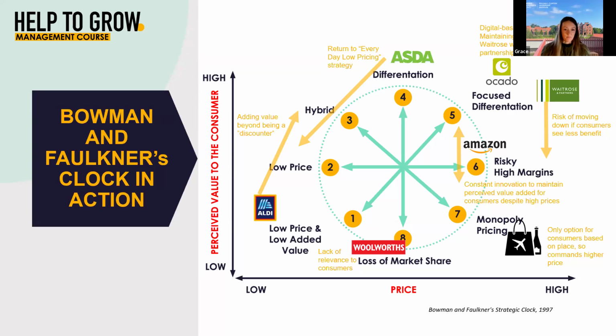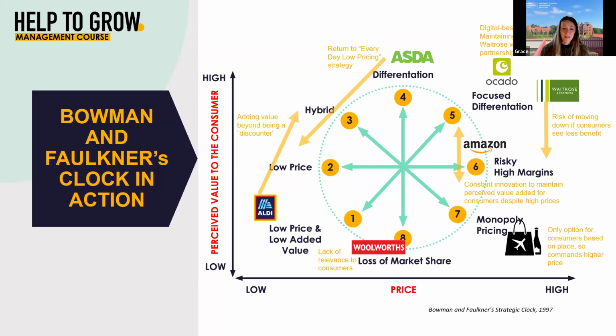But just to show you how this works. So if we start off at point number 1, we have low price and low added value. So if we think back to when Lidl and Aldi first came to the UK market, they were often seen as low price, low added value. They had limited localization and they had limited product differentiation. And so if you went in to Lidl, for example, it may have been quite difficult to get your full shop. You may have found yourself going other places to get what it was that you needed.